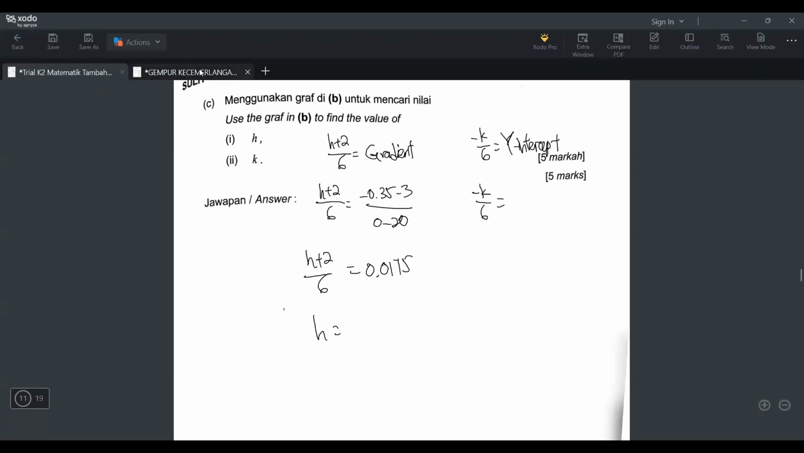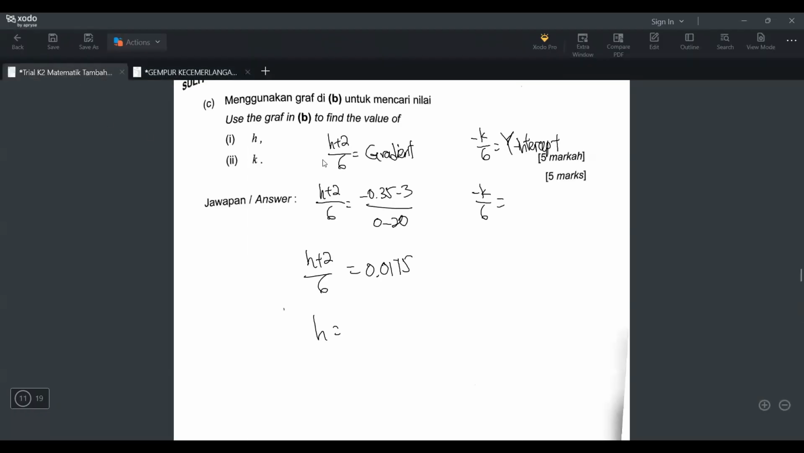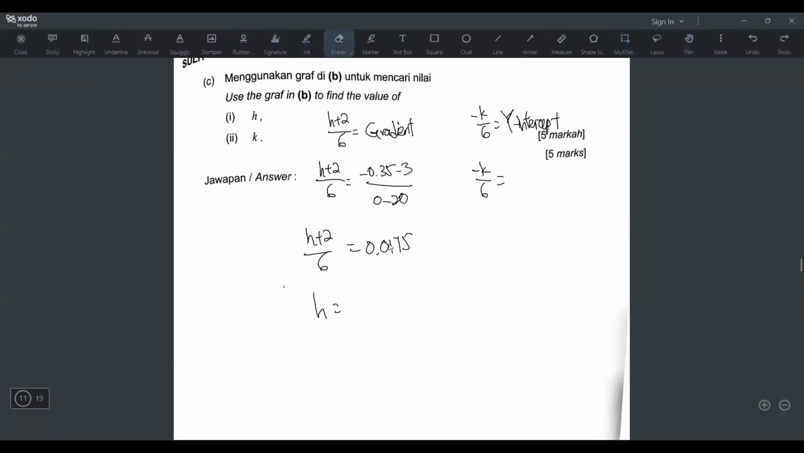Wait, did I read the point correctly? Let me try again. Okay, this one 3.0. So the formula is negative 0.35 minus 3, right? Okay, did I do it correctly? Okay, let's press again. Negative 0.35 minus 3 divide negative 20. Okay, I think I pressed wrongly. So if you press this correctly, you will get 0.1675. Yeah. I pressed wrongly.